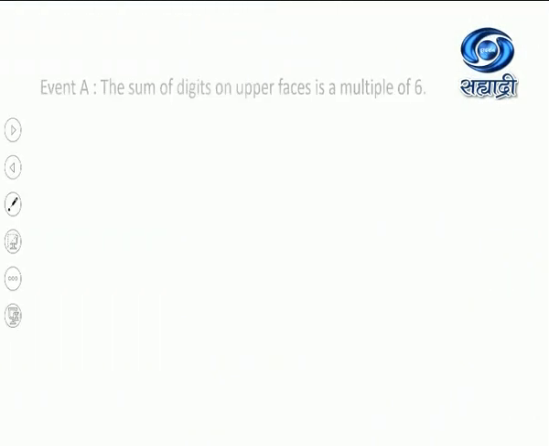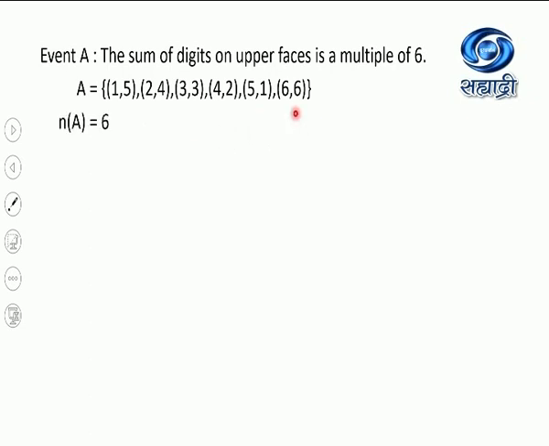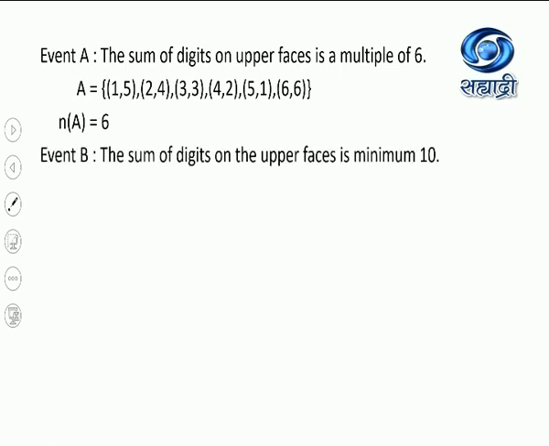Now let us see event A. The sum of the digits on the upper faces is a multiple of 6. So children, here you should also know the multiples of 6: 6, 12, 18. Now here the sum means we are adding. So 1 plus 5, 6; 2 plus 4, 6; 3 plus 3, 6; 4 plus 2, 6; 5 plus 1, 6; and 6 plus 6, it is 12. So how many elements are here? 1, 2, 3, 4, 5, 6. So n(A) is equal to 6.